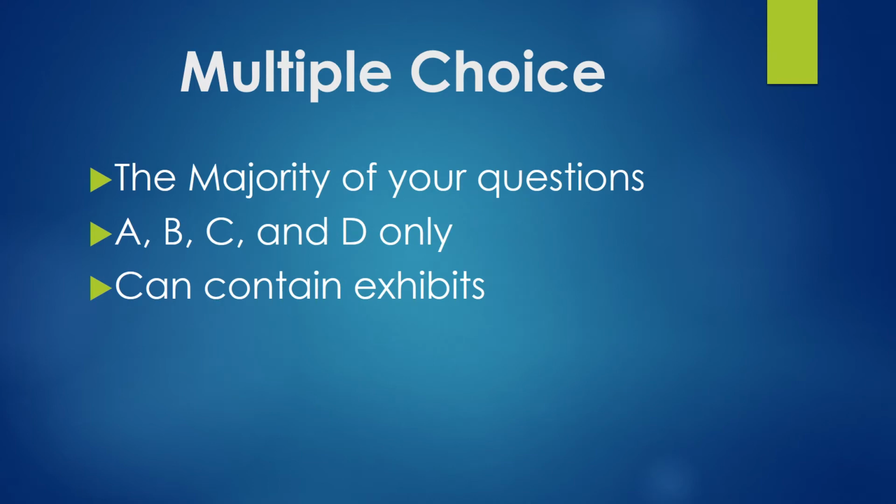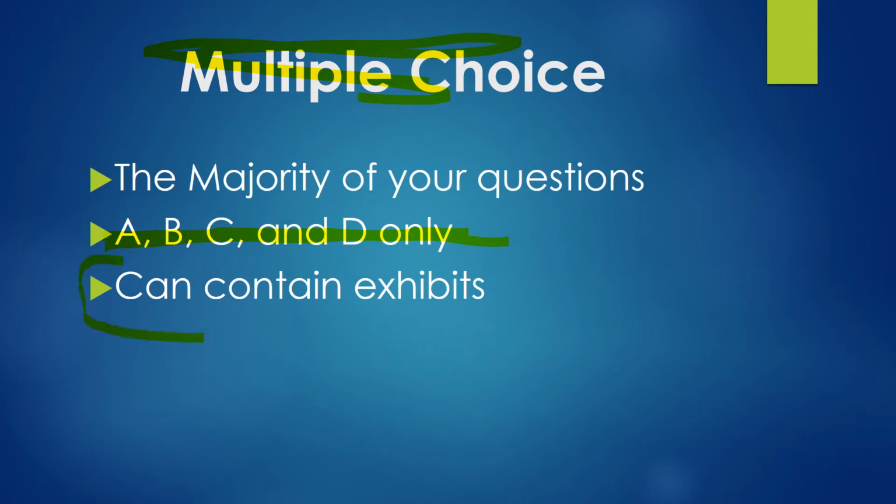So now we're going to go through a bunch of different types of questions on the NCLEX. The first one is obviously multiple choice. It's going to be the vast majority of the questions. And the good part is that it's only A, B, C, and D. There's no E, thankfully. So even if you don't know, feel free to guess. You're not going to be penalized for getting it wrong.